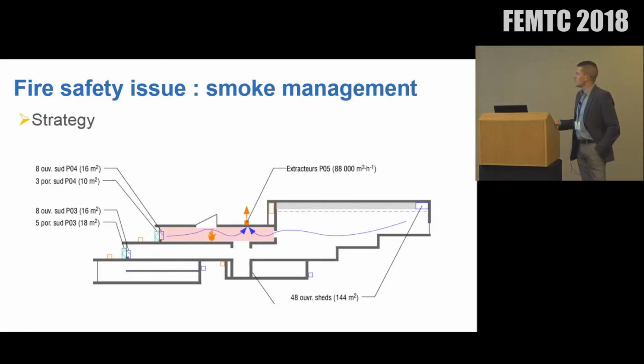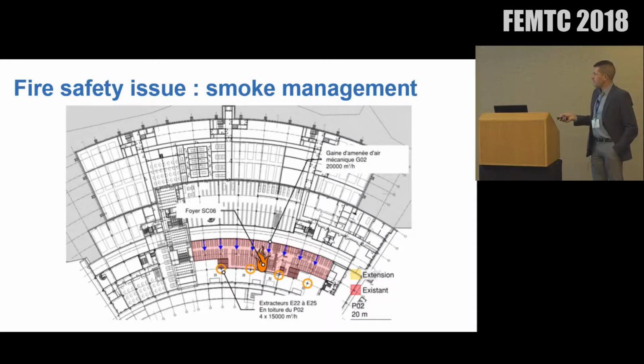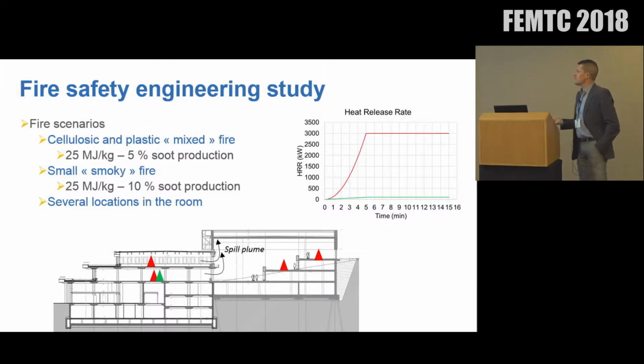And the second most complicated scenario was the fire on the upper floor here, where you can extract smoke here and air coming from the front and the rear. So that was one of the scenarios for the smoke management, and all the possible scenarios are shown in this picture. We have chosen to put in the model a cellulosic and plastic mixed fire with 25 megajoule of fire load and 5% soot production in one scenario with 3 megawatts. And the small fire has more soot, but a very small power.